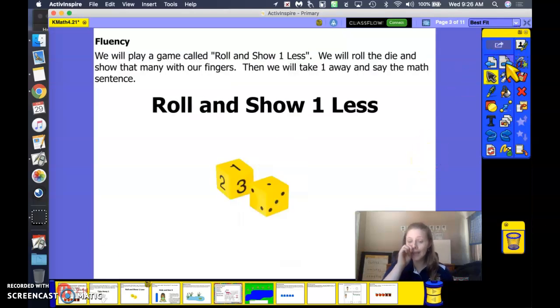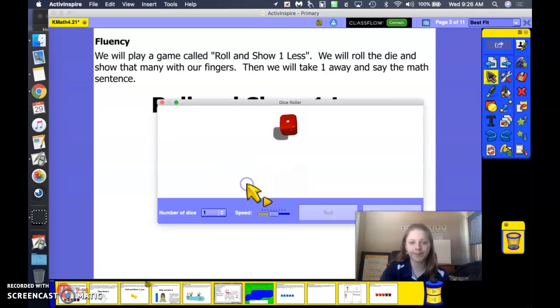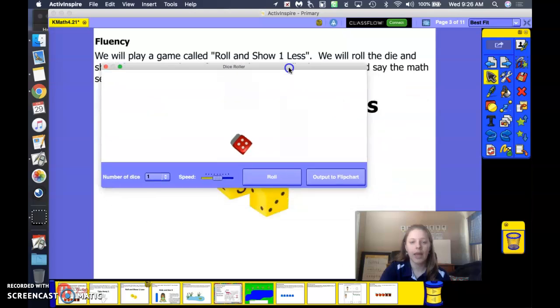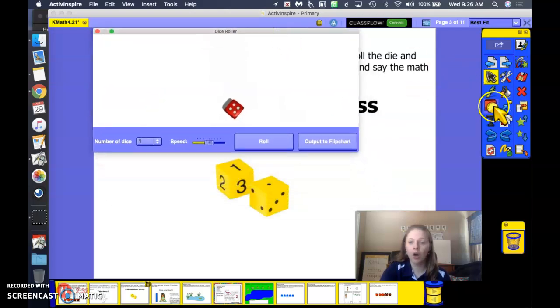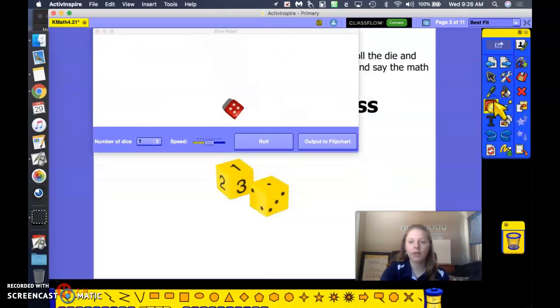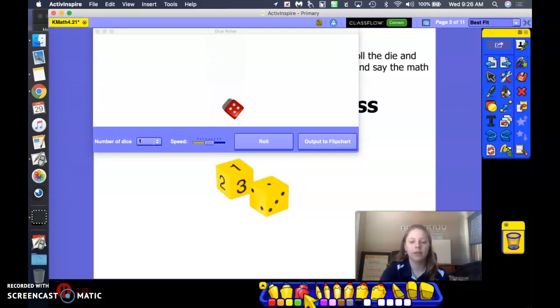All right, the next game that we're going to play, we're going to keep it on the screen so you can see my dice. We're going to roll and show less. So you can go ahead and get out your pencil or your whiteboard and your marker and play this game along with me. So I'm going to roll the dice. And you're going to draw 4 circles.